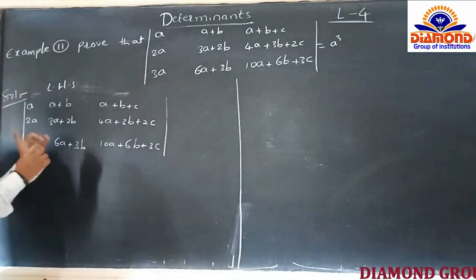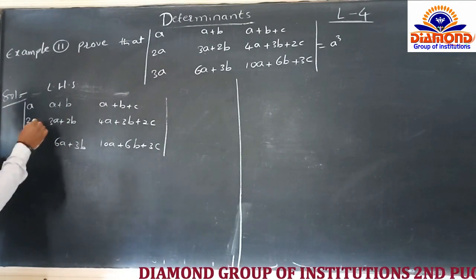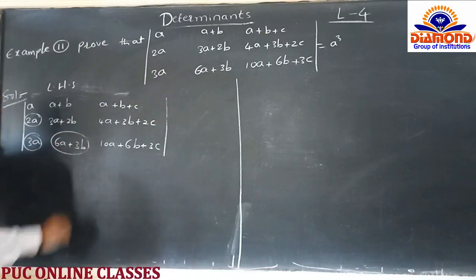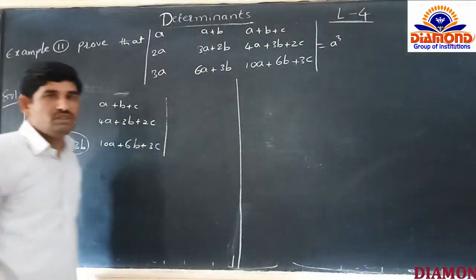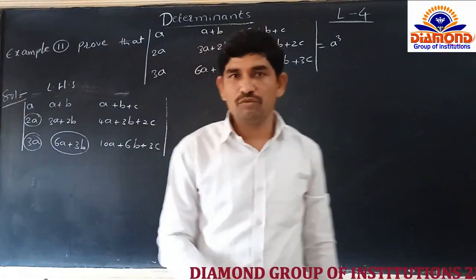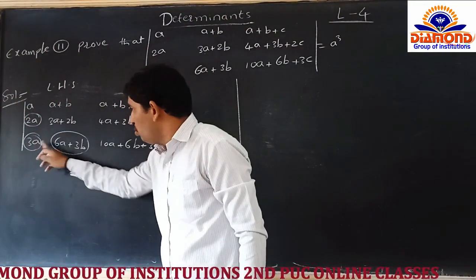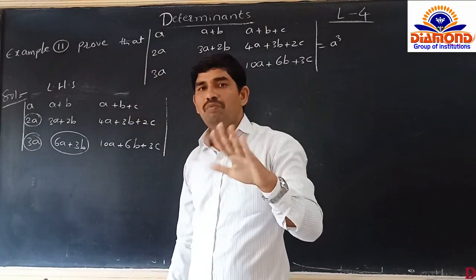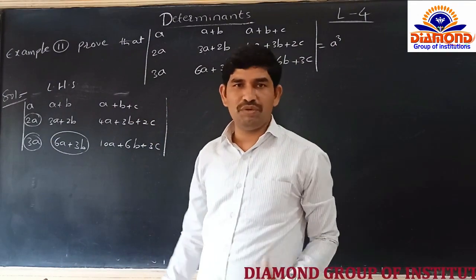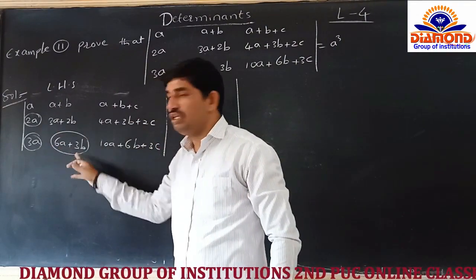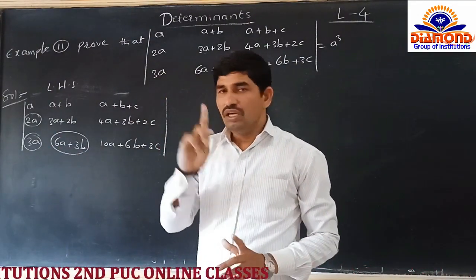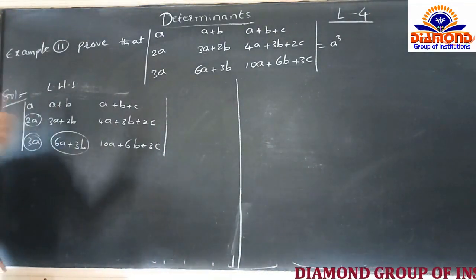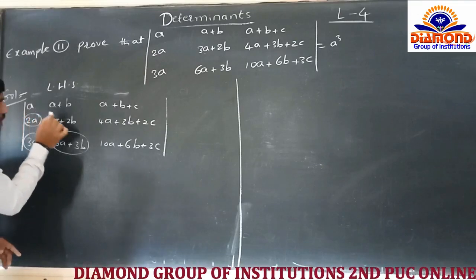So how will we get A cube? First, these 3 places, 1, 2, 3, we have to make 0. This is our target, remember. Once again, we have to make these 3 places 0, whether we apply a row operation or a column operation. But we should get 0 in these 3 places. Next, once you get these 3 zeros, just multiply the diagonal elements.